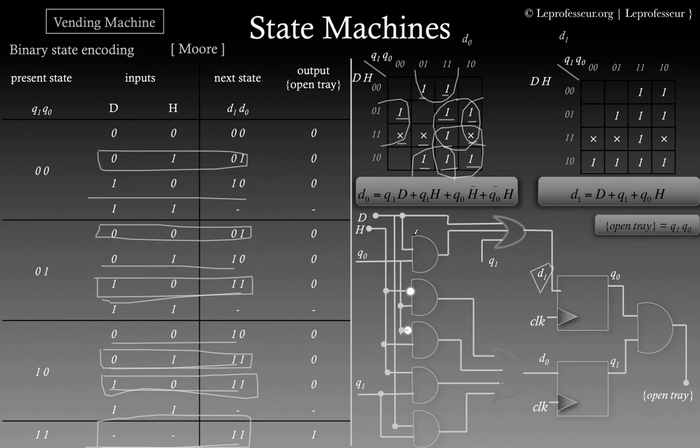little circuit for D1 where D is coming straight, plus means OR, Q1. I didn't draw the connection from here, otherwise it would be connecting to Q1. Don't worry, otherwise the circuit diagram will look a bit messy, so instead I just use the label Q1. And then Q0 and H, AND of Q0 and H.